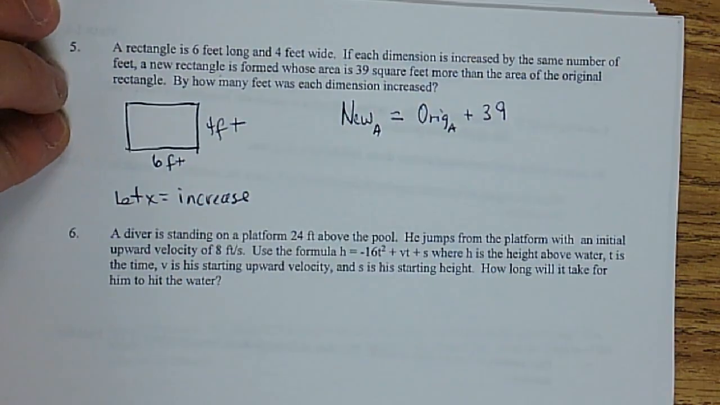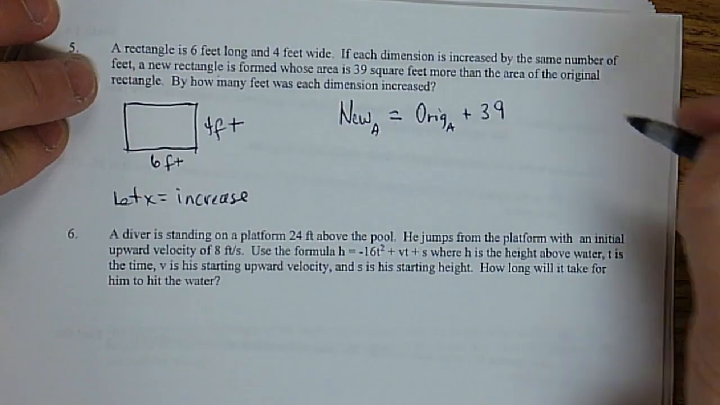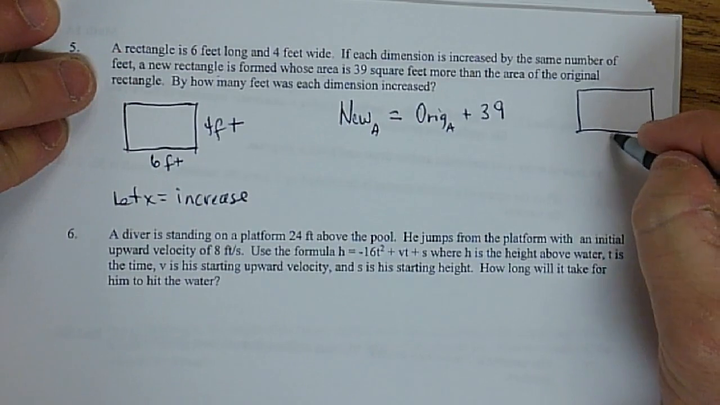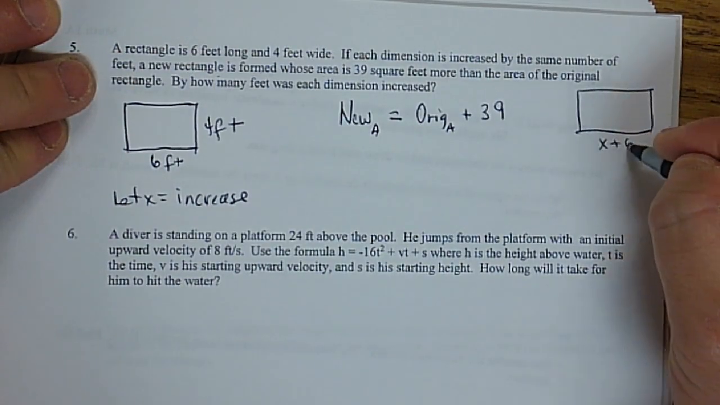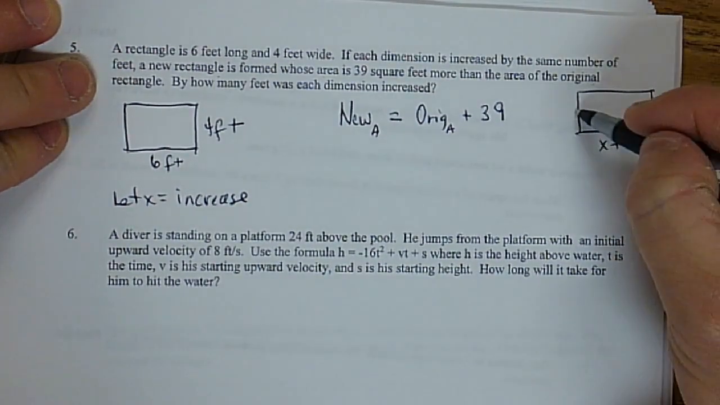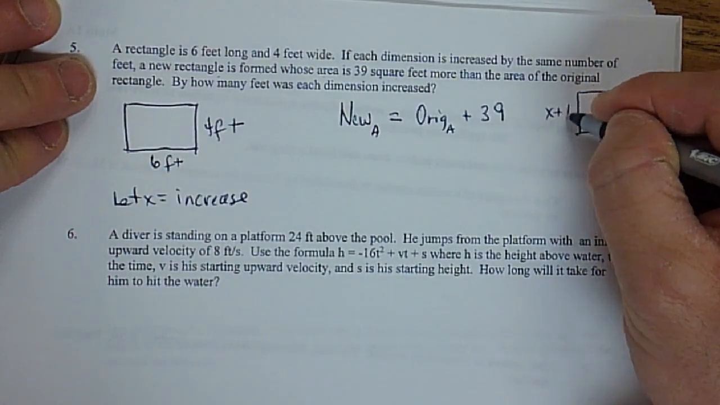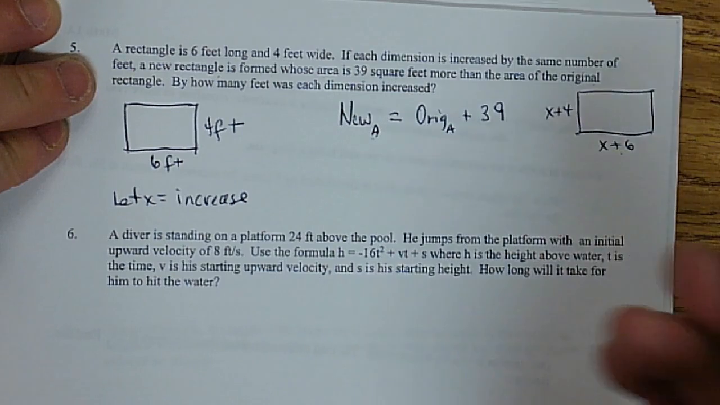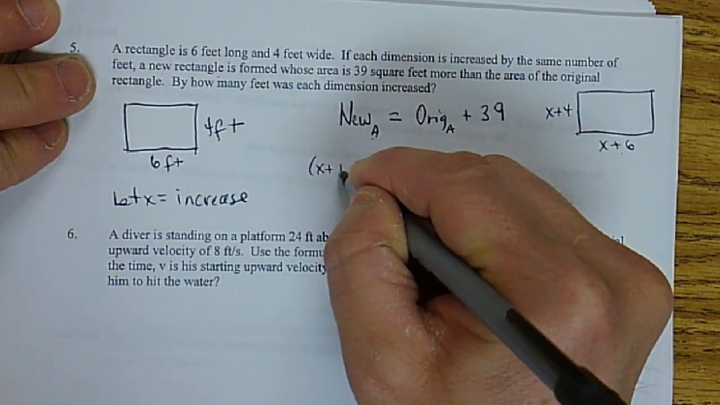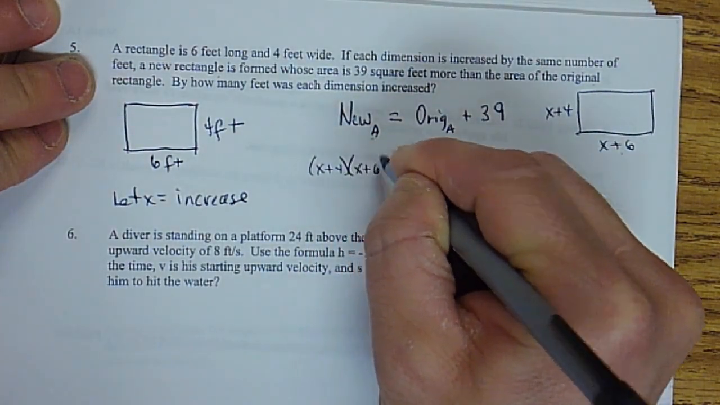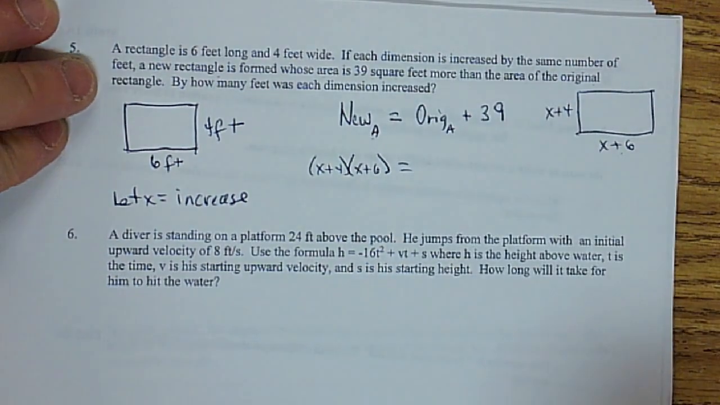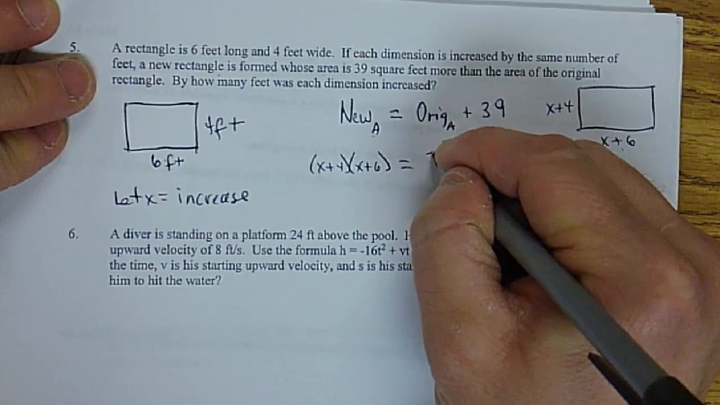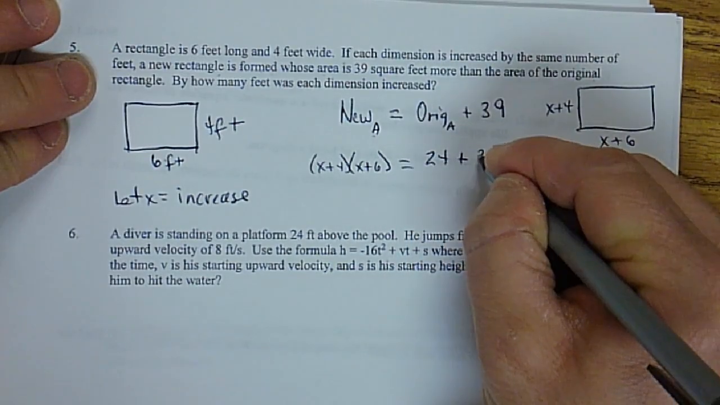Okay, whatever you're trying to increase it by. So maybe I'll draw a new rectangle over here where I have room. Increase the 6 by x, I got x plus 6. Increase the width by x, I got x plus 4. So the new area, length times width, is going to be x plus 4 times x plus 6 equals the original area, which 4 times 6 is 24 plus 39.